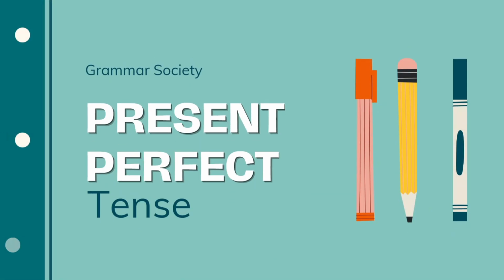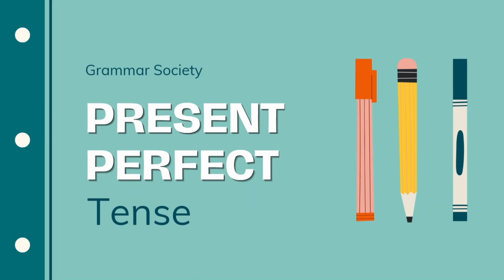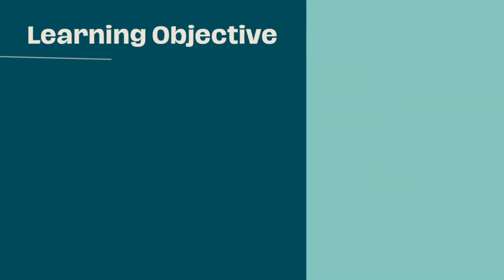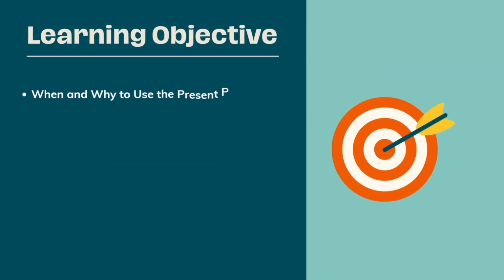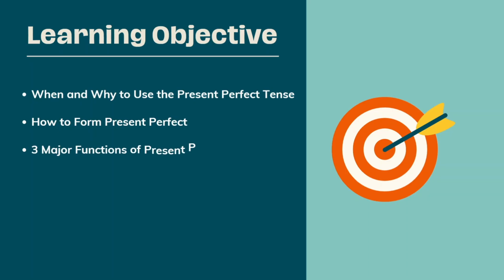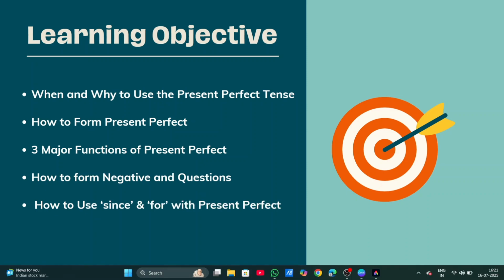And today in this video, we are going to learn one of the most commonly used and sometimes confusing tenses, the present perfect tense. And by the end of this lesson, you will be able to understand when and why to use the present perfect tense, how to form or structure the present perfect tense, three major functions of the present perfect tense, how to make negatives and questions with the present perfect, and how to use since and for with the present perfect. And many of you make mistakes with this particular function. So without any further delay, let's get started.